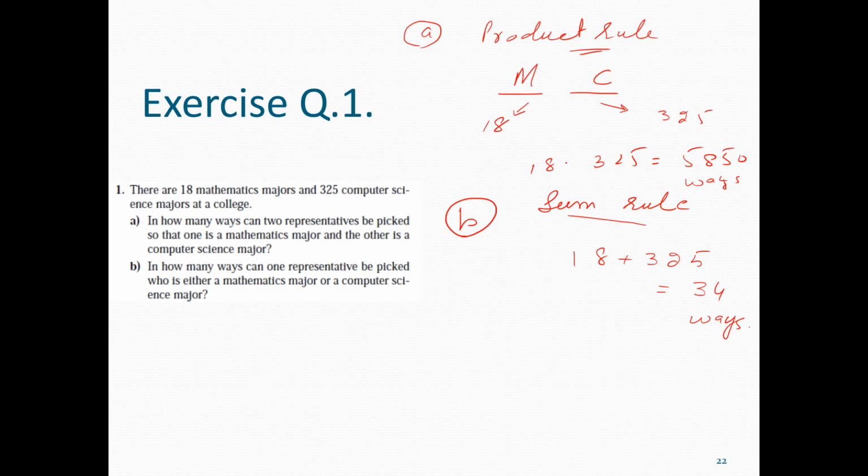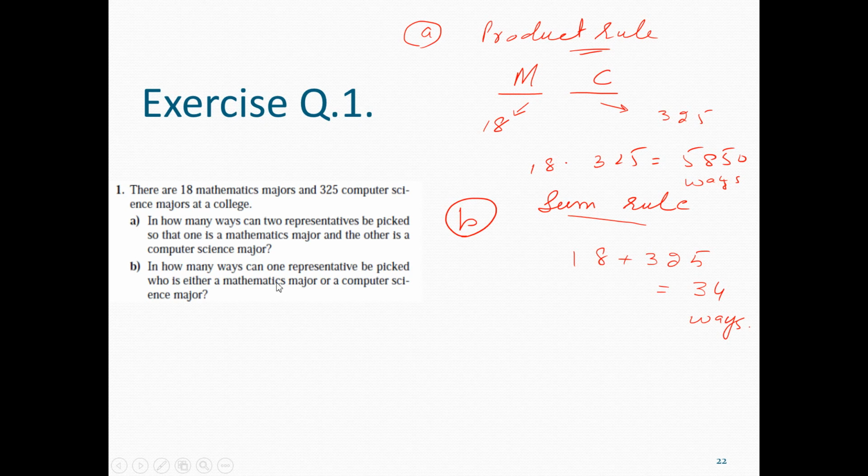Now, exercise question. Question number 1. There are 18 mathematics majors and 325 computer science majors at a college. In how many ways can 2 representatives be picked so that one is a mathematics major and the other is a computer science major? We'll use the product rule. A mathematics major can be chosen in 18 ways. A computer science major can be chosen in 325 ways. So the total number of ways to choose the 2 representatives is 18 multiplied by 325, which is 5850 ways.